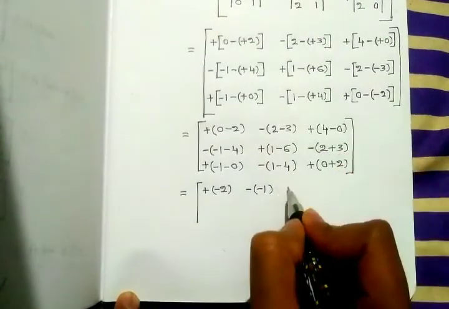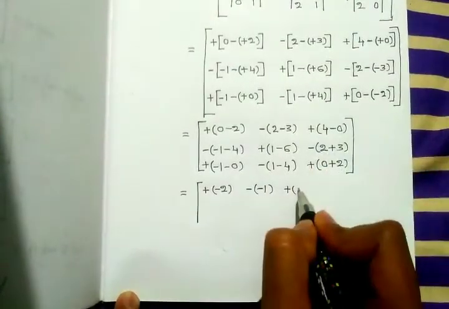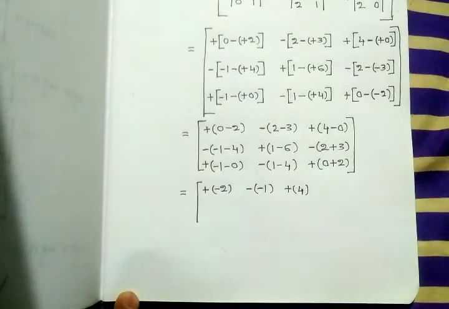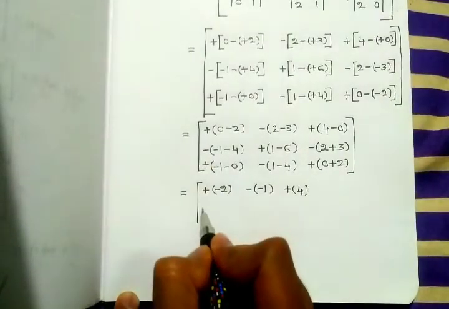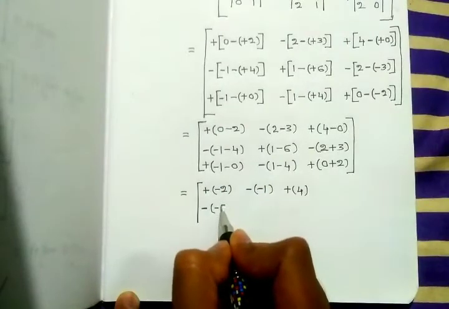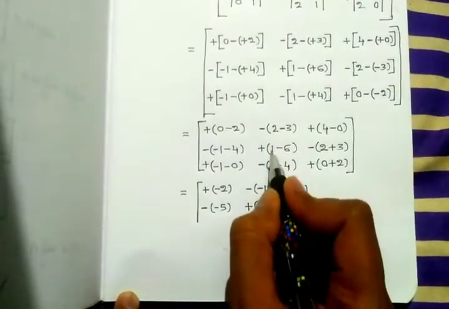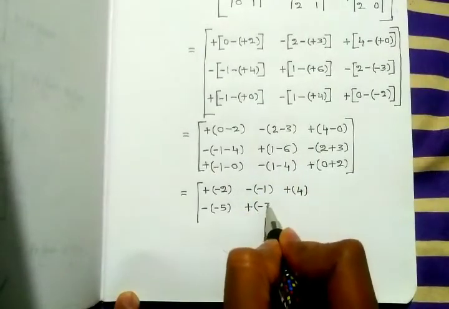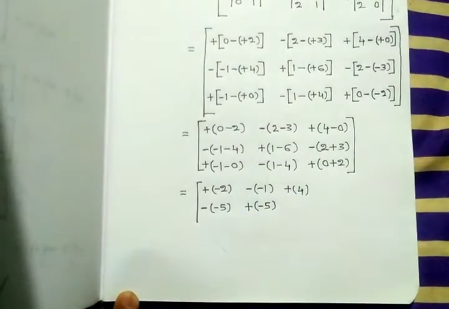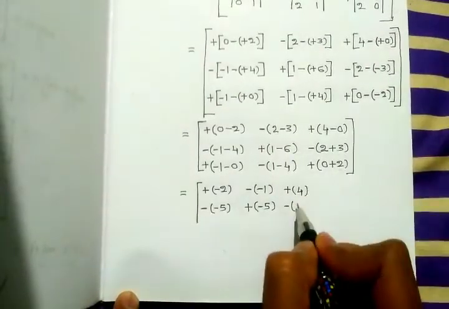Next, plus sign keep it as it is. 4 minus 0 is 4. Next, minus sign keep it as it is. Next, minus 1 minus 4 is minus 5. Next, plus sign keep it as it is. 1 minus 6 is minus 5. Next, minus sign again keep it as it is. 2 plus 3 is 5.